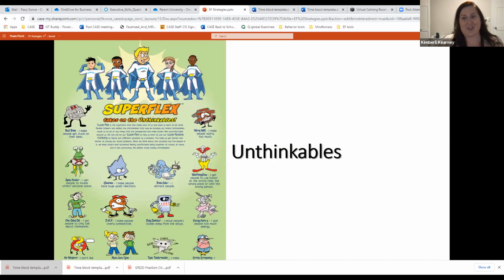So Superflex's job is to deal with this team of unthinkables. So these are characters that are very colorful, very memorable, and they all have a description of who they are. And you can see on this chart here, there's a whole list of them. A couple that we'll talk about, for example, are Rock Brain. They all have kind of funny names. Rock Brain, Glass Man, Mean Gene, Was Funny Once. And each character talks about different aspects that we all have in our brains that may become active at times when we are having difficulty with our executive dysfunction.